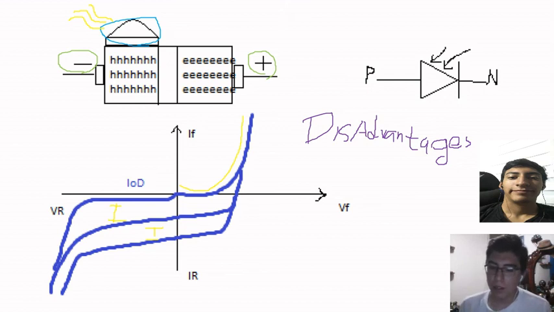The disadvantages are that it has low sensitivity and the response time is slow. And this is the end of photodiodes. Thanks.